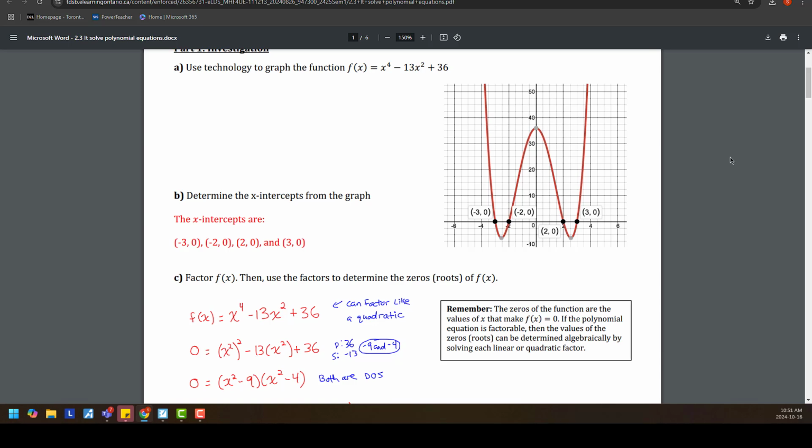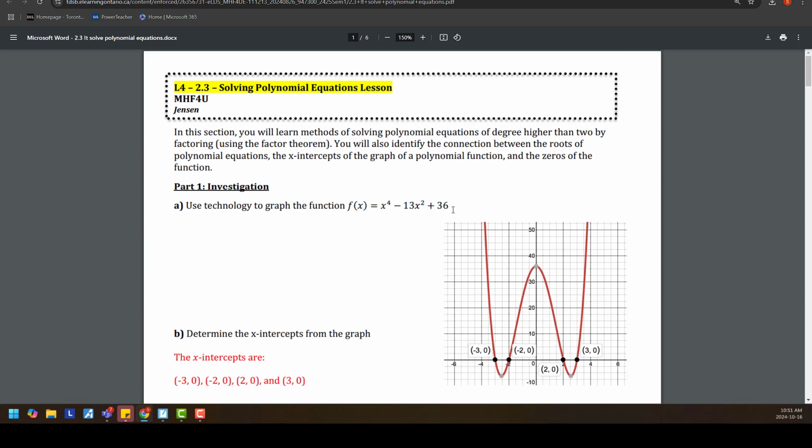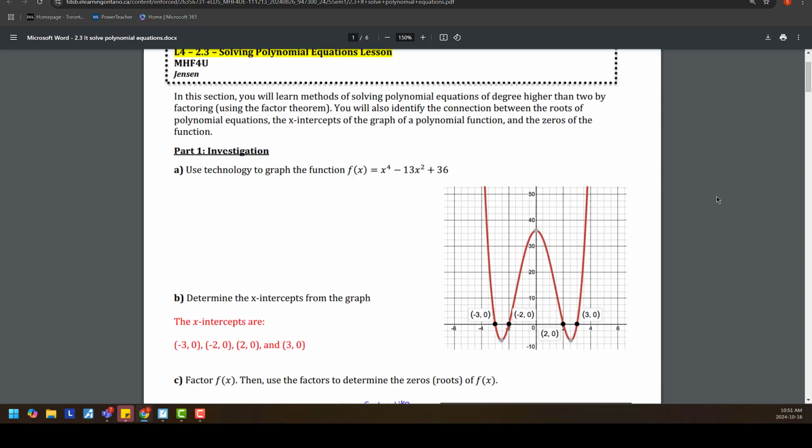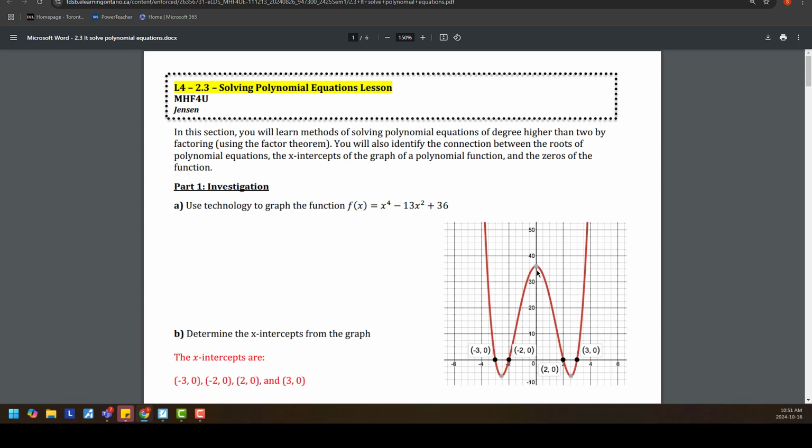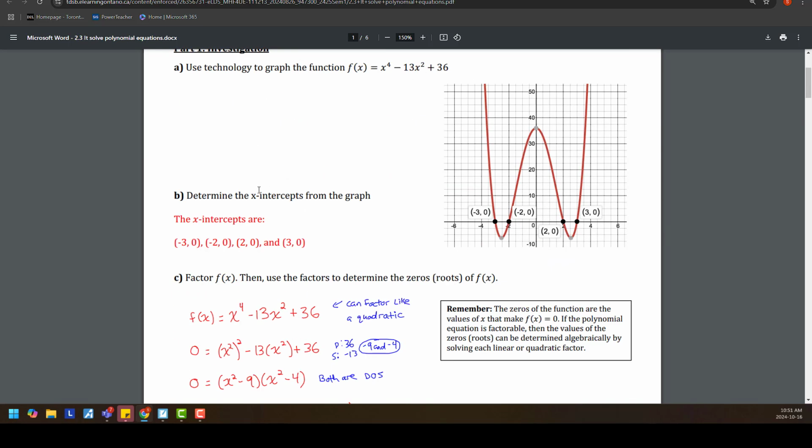Alright, so we're going to use technology to graph x to the power 4 minus 13x squared plus 36. And we have a graph over here, and we can clearly see that there are 1, 2, 3, 4 x-intercepts here. There are 2 local minimums and a local maximum, and that local maximum just happens to be the y-intercept as well. So determine the x-intercepts from the graph.